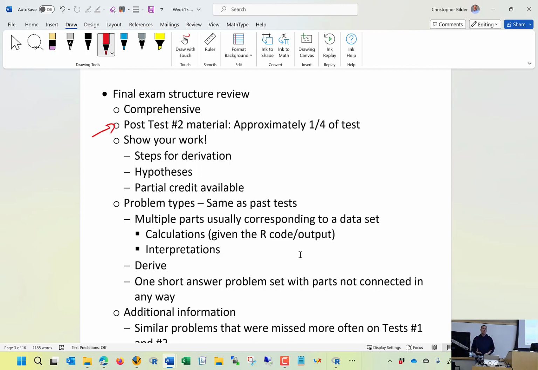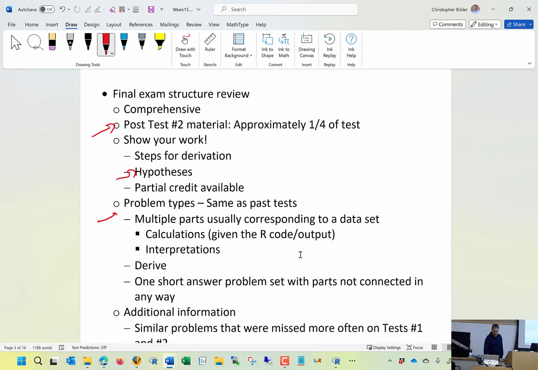When you do the tests, you still need to show your work. If you're deriving something, you need to actually show me all the steps. Don't just magically get to the last step that gives me the final answer. Make sure if you're doing some kind of hypothesis test, set up the hypotheses. And the reason I ask you to do this again is because I can assign partial credit.